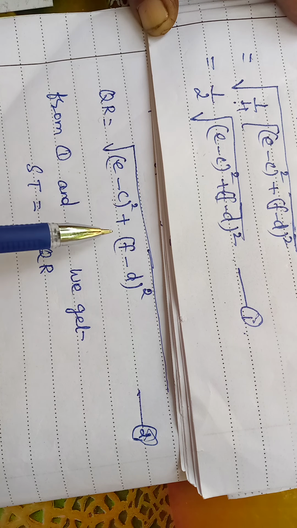From 1 and 2 we get ST equal to, what is ST? Half into square root of (E minus C) the whole square plus (F minus D) the whole square. What is QR? Square root of (E minus C) the whole square plus (F minus D) the whole square. So it is verified that ST equals half into QR. By 1 and 2 we got ST equal to half into QR. Understood, students?